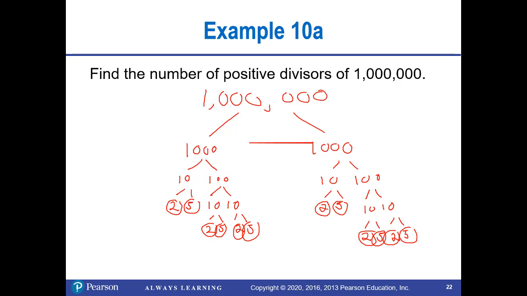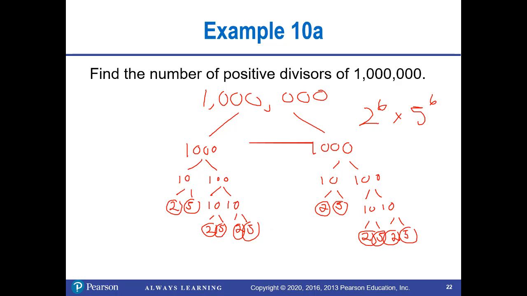So the prime factorization of 1 million that we found is 2 times 2 times 2 times 2 times 2 times 2. That's 1, 2, 3, 4, 5, 6. We have 2 to the 6th times 5 to the 6th. And again, it's good to check this. I'm going to check this on my calculator. 2 to the 6th times 5 to the 6th. And I get 1 million.